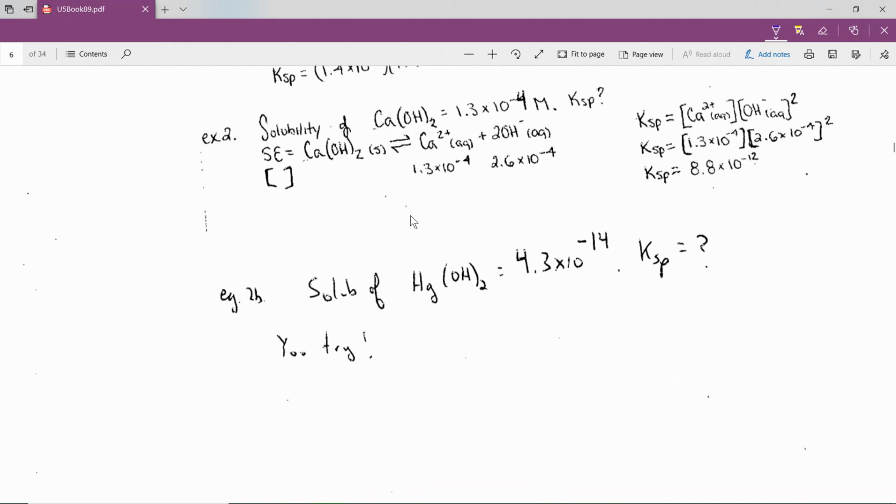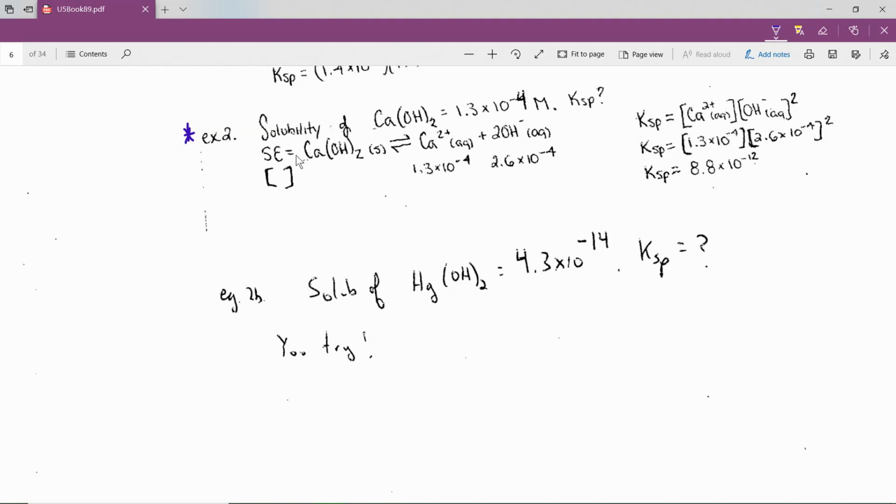Here we're looking at the solubility of calcium hydroxide. Calcium hydroxide is a strong base, but it has to get dissolved first. I'm going to assume, unless told otherwise, that all stuff in this chapter is at 25 degrees Celsius, because KSP depends on that. So if I write the solubility equation for calcium hydroxide, I'm going to get Ca(OH)2 solid goes to Ca2 plus aqueous plus 2 OH minus aqueous.